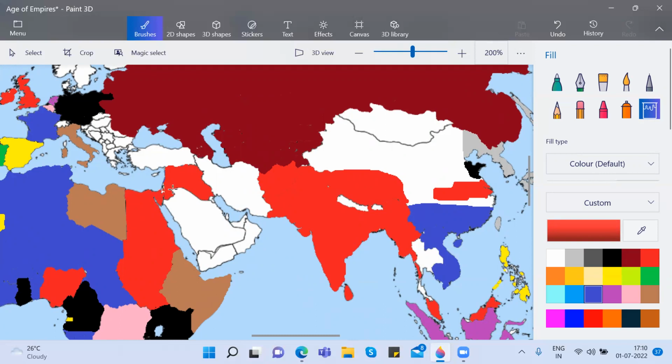Also, Israel and Palestine decided to rejoin Britain. But this is definitely not going to be realistic, because I don't think Israel and Palestine would give up their sovereignty.